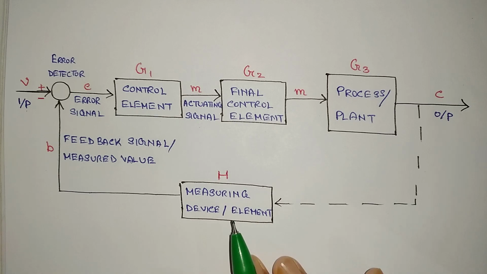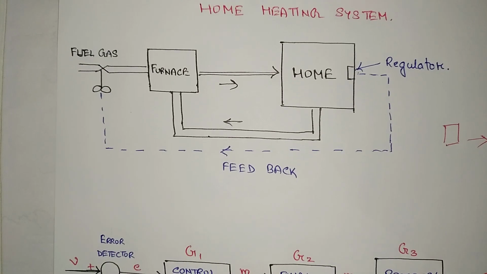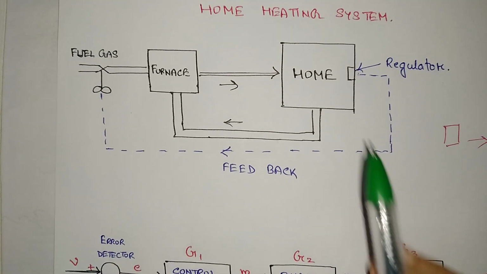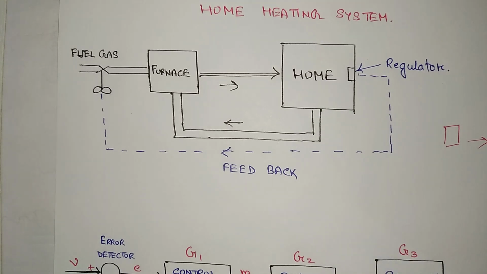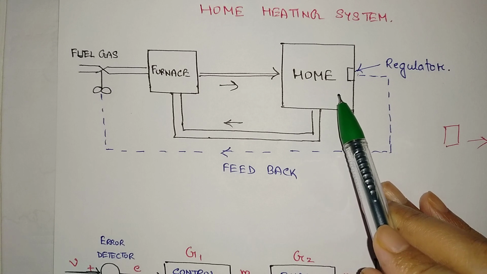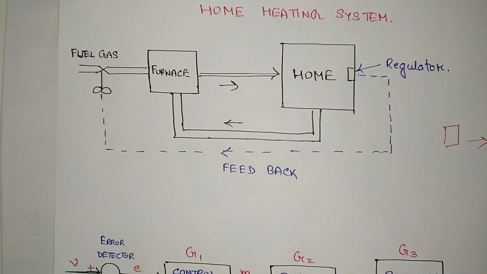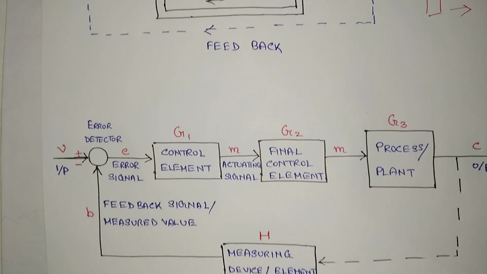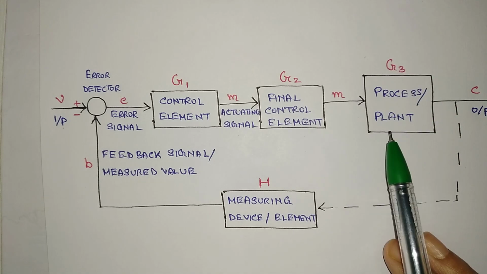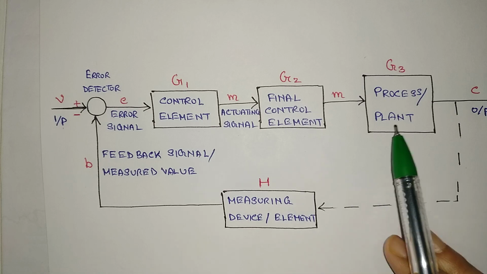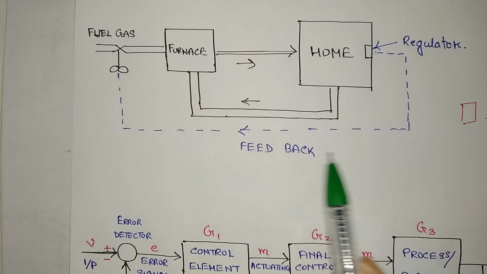We can show the block diagram with the help of a home heating system, for better understanding. In the home heating system, we have to heat up the home. For heating up the home, we have set the temperature at a particular set point. We measure the temperature of the home at a particular instant with the help of a regulator. Here this is the home and this is the regulator. It will measure the temperature at a particular instant.